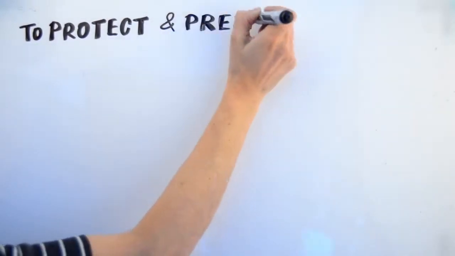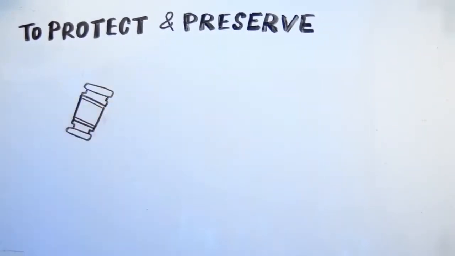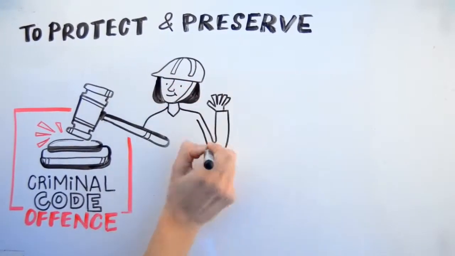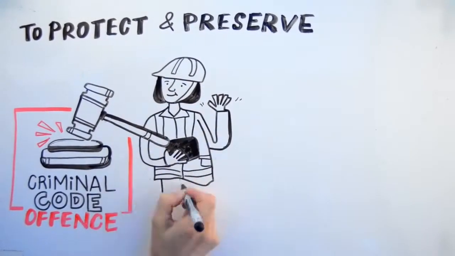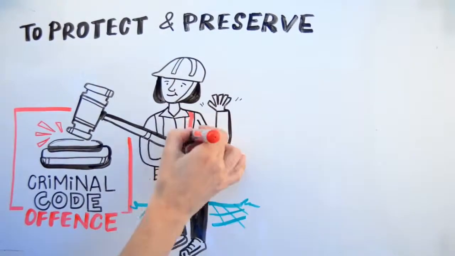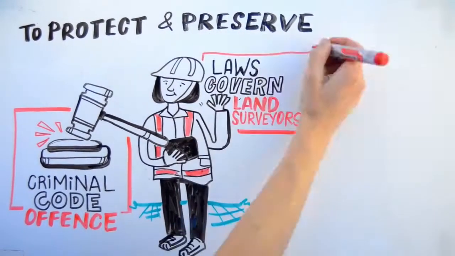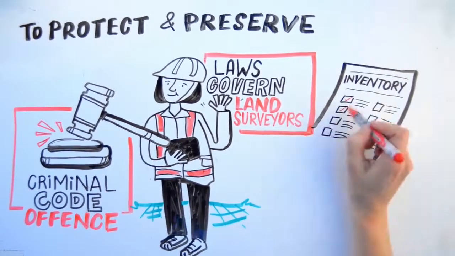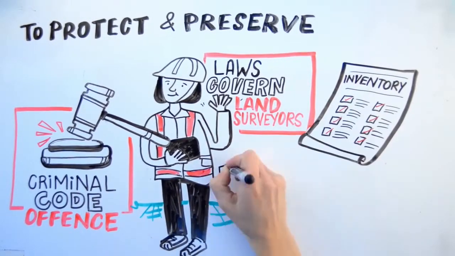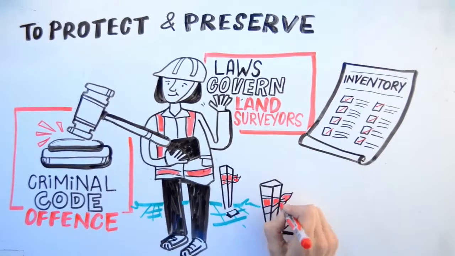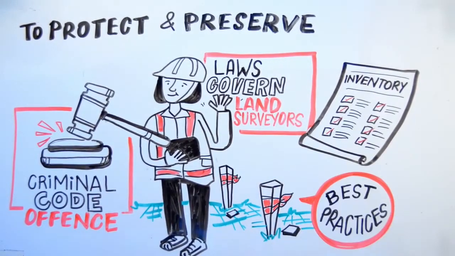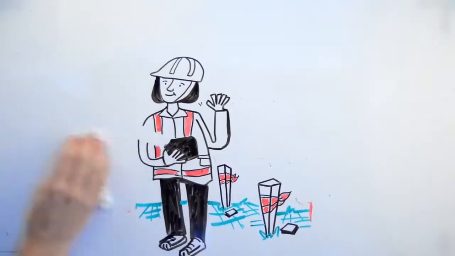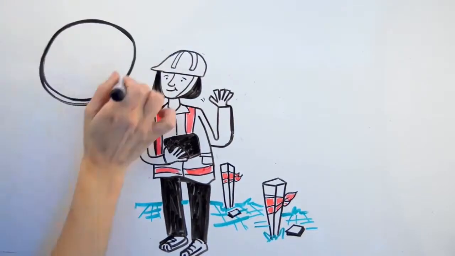What's in place to protect and preserve survey infrastructure? It is a criminal code offense to remove a property monument. There are laws that govern land surveyors when they set property monuments. Standards include inventory of property monuments, installation of visible markers, and the replacement of missing property monuments. There are best practices that promote common utility corridors that avoid disturbing property monuments in new design and during excavation.